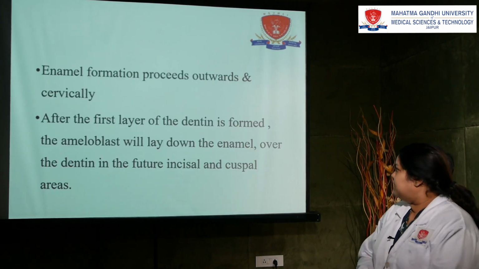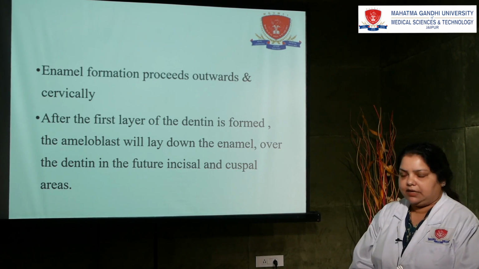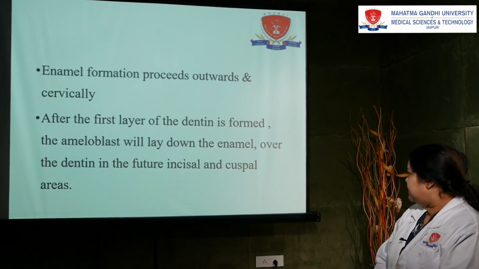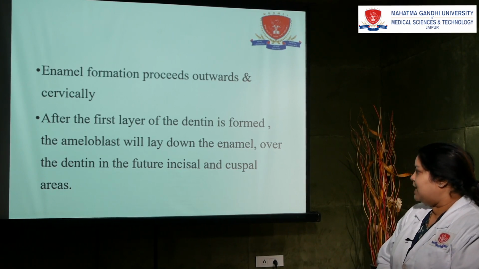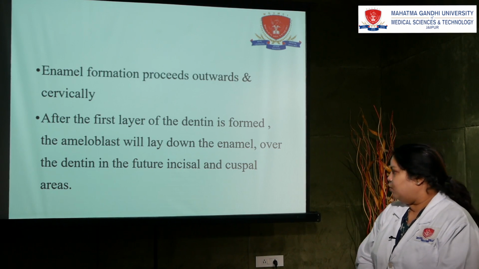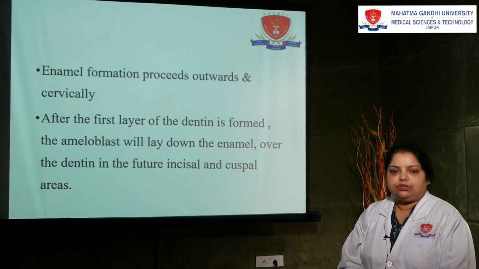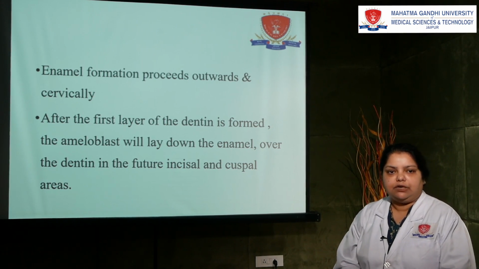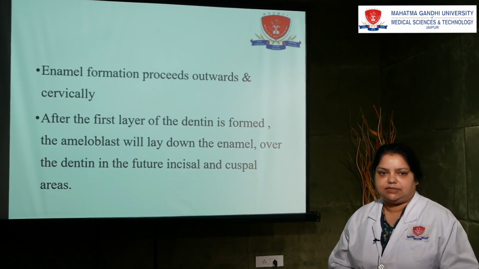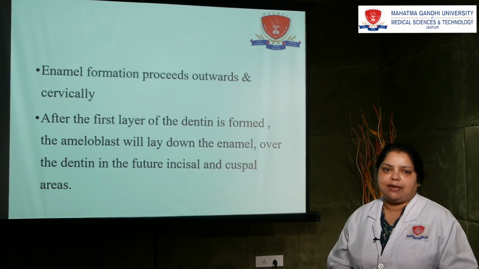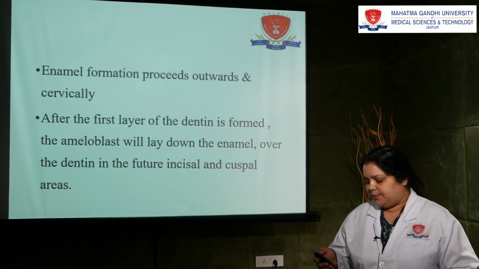The enamel formation proceeds outward and cervically. After the first layer of the dentine is formed, the ameloblast will lay down the enamel over the dentine in the future dentino-enamel junction. So in this lecture we have covered all the three morphological stages, that is the bud stage, cap stage, bell stage. In the bell stage we have covered the early bell stage as well as the advanced bell stage.